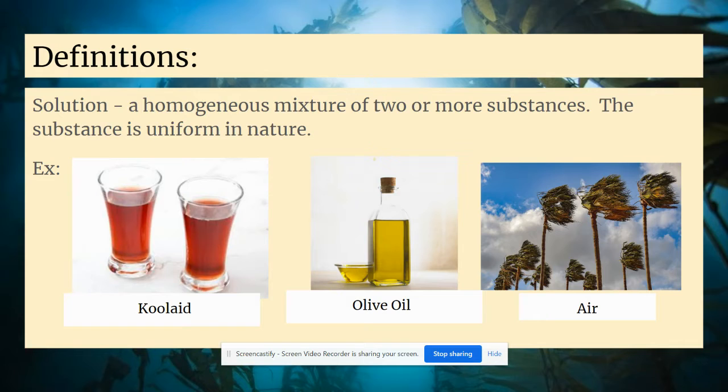We say that the substance is uniform in nature, meaning any sample that I take from the solution will look the same. So here's some examples. Here's some Kool-Aid. Olive oil is a solution of many different triglyceride fats. And air is a homogeneous mixture because it contains nitrogen, oxygen, and other gases, but you can't tell them apart from each other.